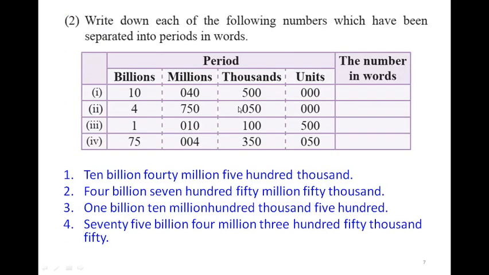Now let's look at exercise 2. Write down each of the following numbers which have been separated into periods in words. So here it is easy. Let's look at the first one. We have 10 billions, 40 millions, 500,000. Okay, then how do we write? 10 billion, 40 million, 500,000. That's how we write. We can do the exercise and check the answers with this.